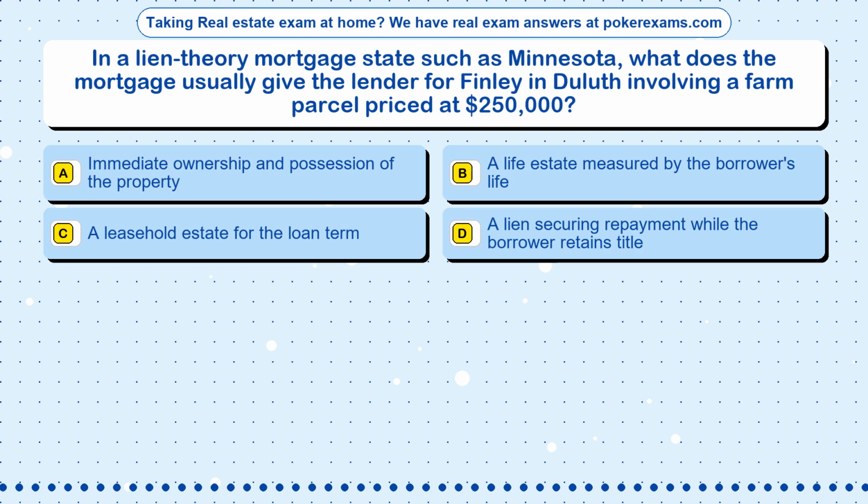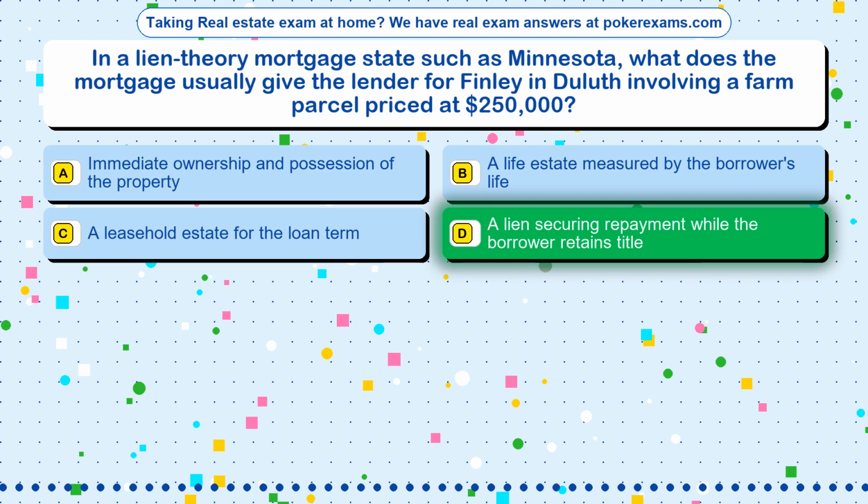Question 8. In a lien theory mortgage state such as Minnesota, what does the mortgage usually give the lender for Finley in Duluth involving a farm parcel priced at $250,000? Option A, immediate ownership and possession of the property. Option B, a life estate measured by the borrower's life. Option C, a leasehold estate for the loan term. Option D, a lien securing repayment while the borrower retains title.